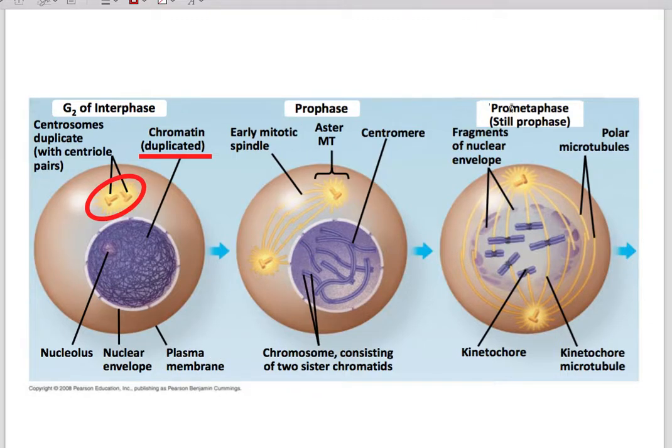So prophase, and I made this still count as prophase, as prometaphase. What happens is that the nuclear membrane is starting to disappear. It's starting to go away.